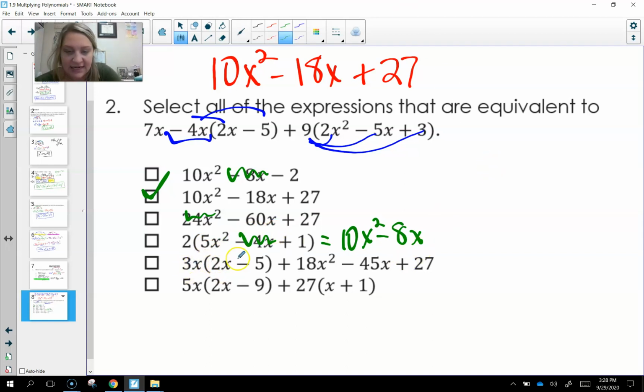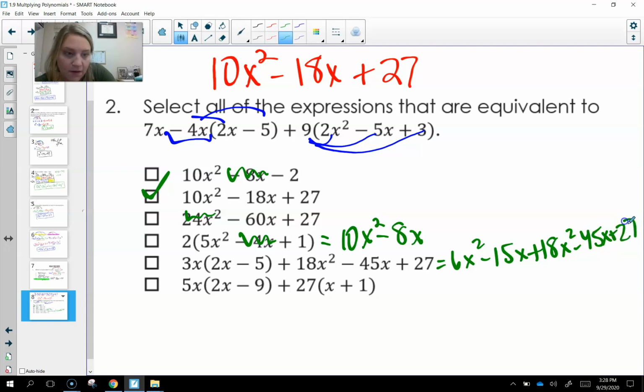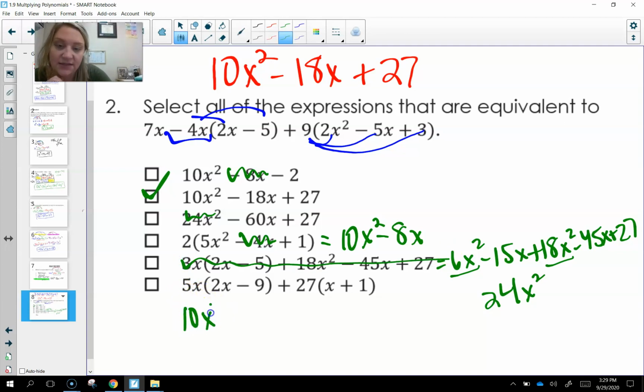All right, my next piece. So here we go. 3x times 2x is going to give me 6x squared. And then 3x times negative 5 gives me negative 15x. So we're going to add that with what's already here. All right, so combine like terms. 6x squared plus 18x squared, that does give me 24x squared. Look at that. Already can't do it, can I? Because I need 10x squared. So, nope. That's gone.